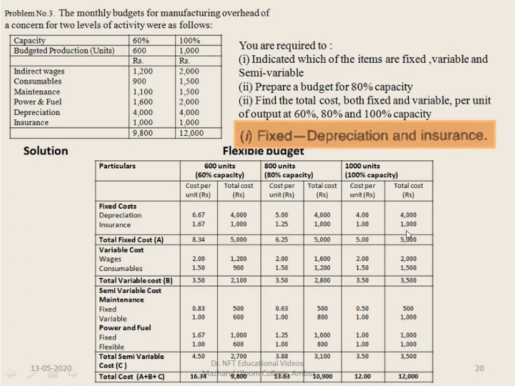So here it is 1000. 1000 divided by 1000 gives you 1. 1000 divided by 800 is 1.25 and 1000 divided by 600 is 1.67. If you add this, you get the total fixed cost. Now come to the variable cost. Here the variable costs are indirect wages as well as consumables.